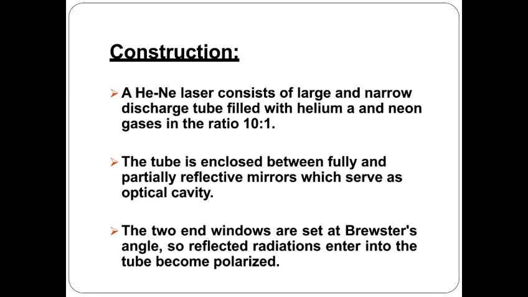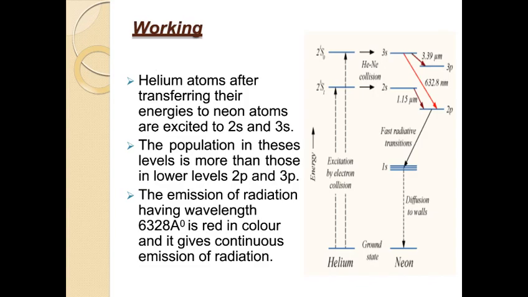The laser is consisting of a large and narrow discharge tube that is maybe 1 centimeter in diameter and around 50 centimeter in length. It is filled with the atoms of helium and neon gases in proportion of 10 is to 1. The tube is enclosed between fully and partially reflective mirrors which serve as optical cavity, and the two windows are set at Brewster's angles so reflected radiations enter into the tube and become polarized.